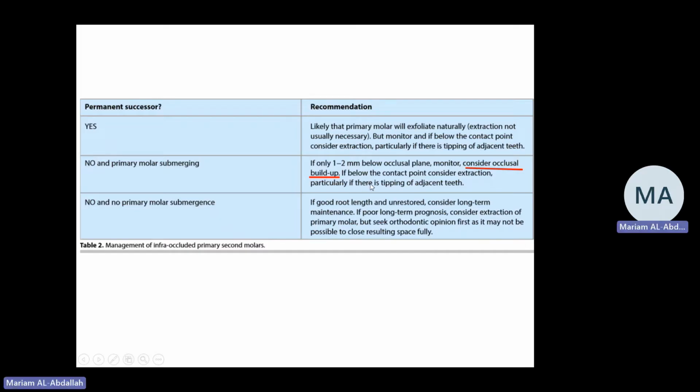Sometimes if it's really severe and too late, you can go for regaining of space orthodontically for a future implant or use the space for orthodontic treatment. If there is no permanent successor and there is no submerging, then this is a hypodontia case that we covered its management in the previous lecture.